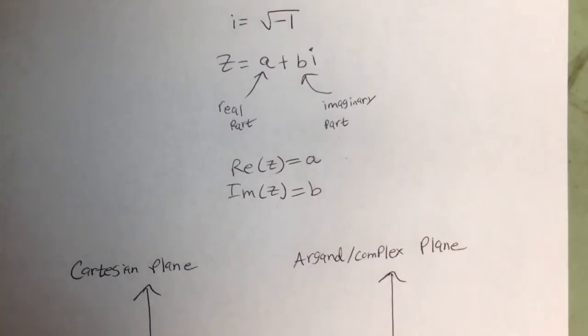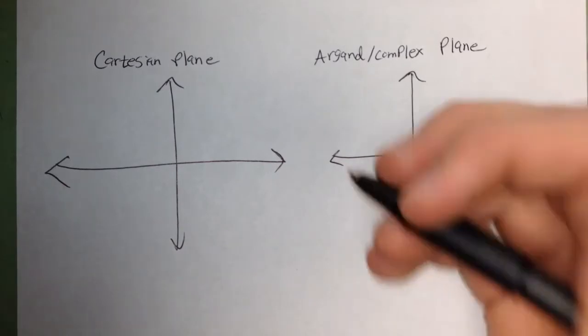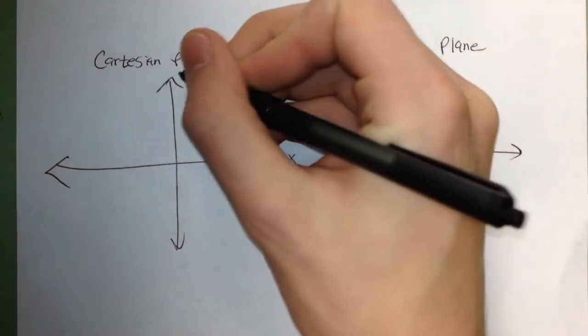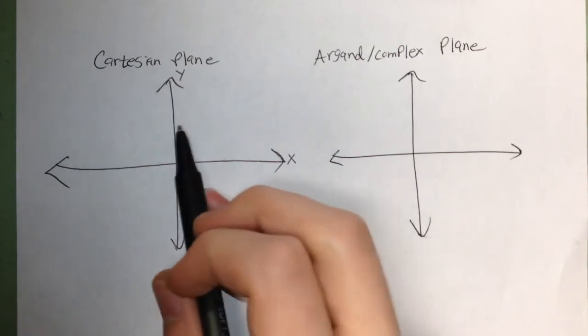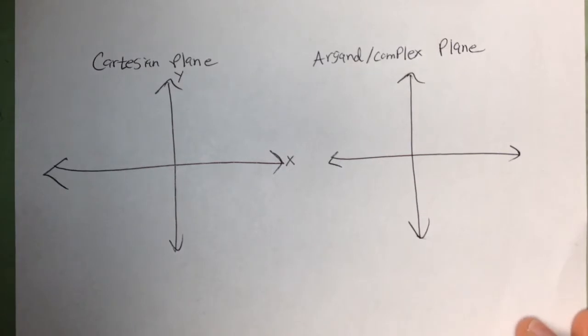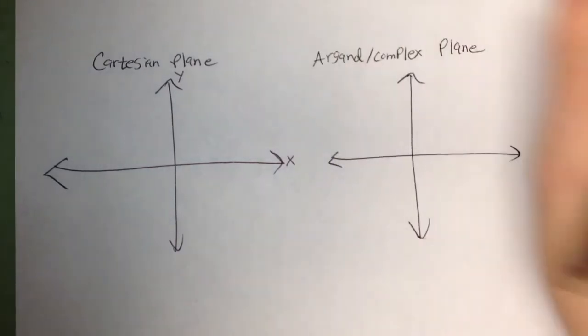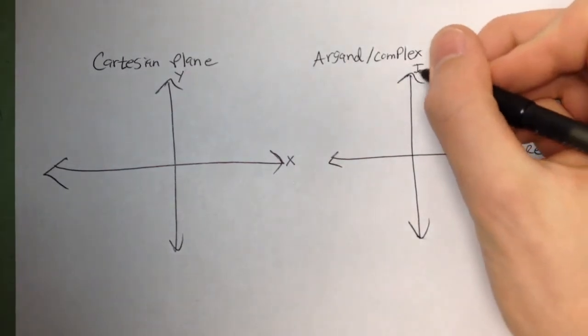And so since it's defined differently, this point is going to be plotted differently on the plane. So with normal numbers and points, we have an x-axis and a y-axis, and we plot them based on that. However, with complex numbers, we use the Argand, or the complex plane, and instead of the x and the y-axis, we have the real axis and the imaginary axis.